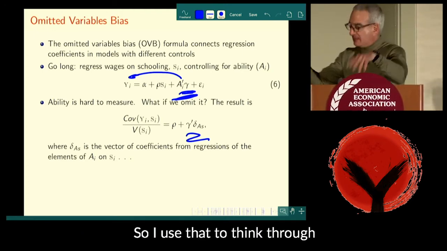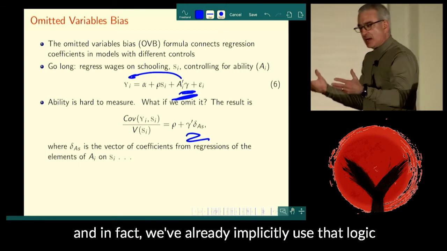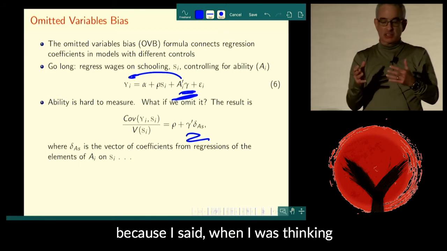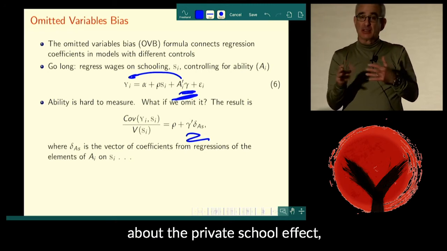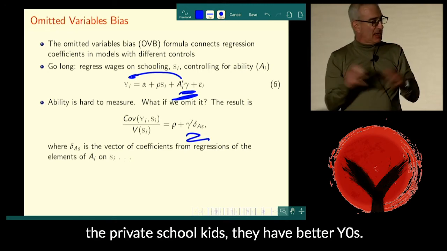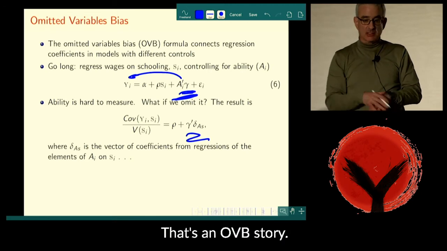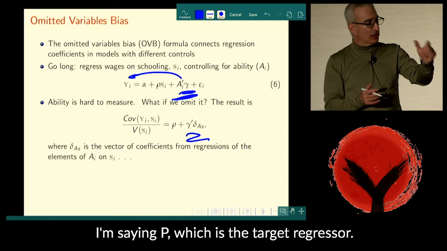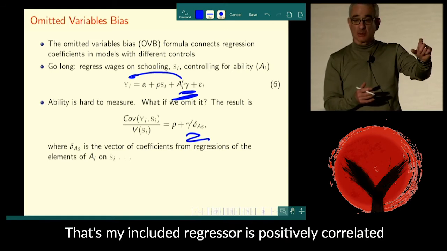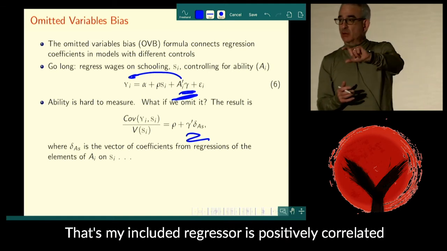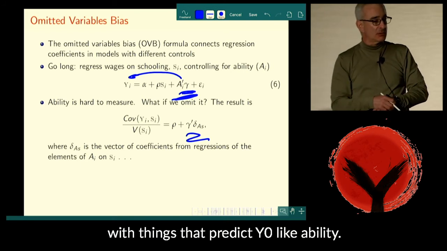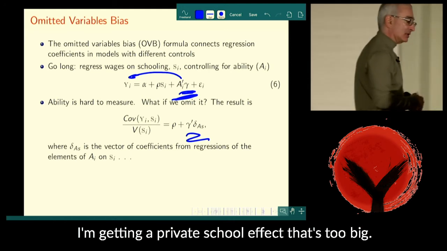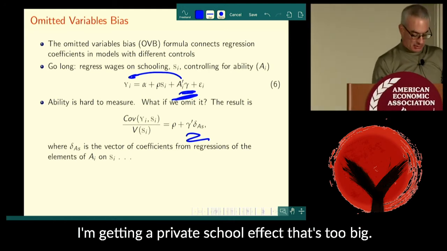So I use that to think through, and in fact, we've already implicitly used that logic because when I was thinking about the private school effect, the private school kids have better Y0s. That's an OVB story. I'm saying P, the target regressor that's my included regressor, is positively correlated with things that predict Y0 like ability. And therefore, when I don't control for those things, I'm getting a private school effect that's too big.